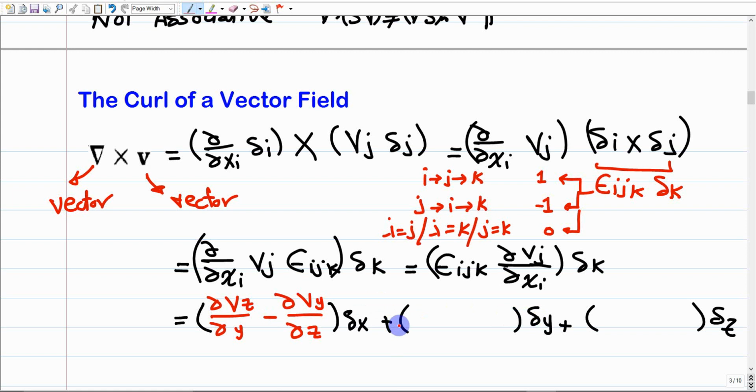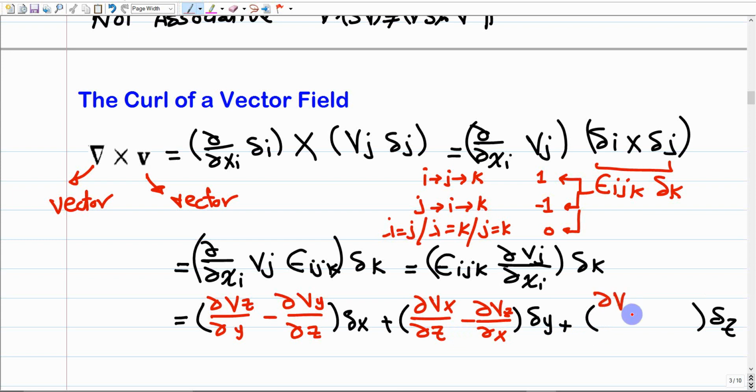If you repeat it for the second term, we end up with partial v by partial something, negative partial v by partial something, with respect to x or y or z. So here we do have y. What comes after the y? It is z. And we should have next x. So we should have y, z, x. Here we have to switch. So it's going to be partial vx with respect to z.